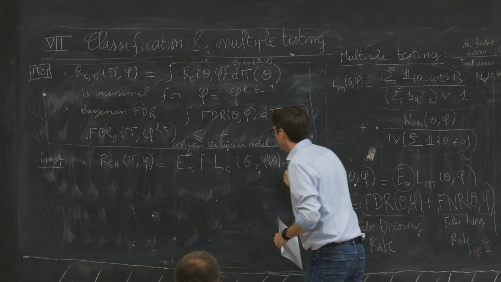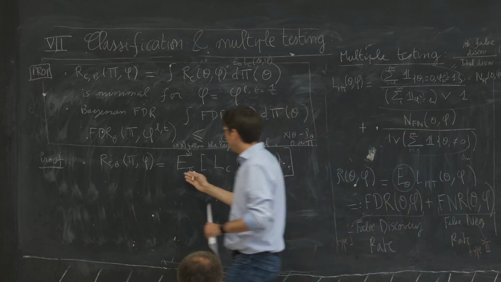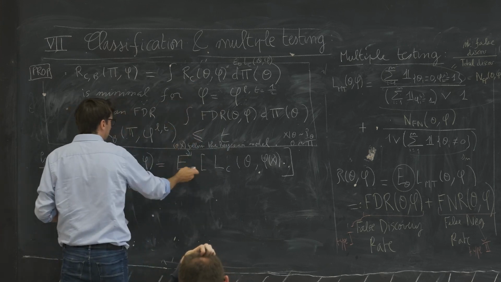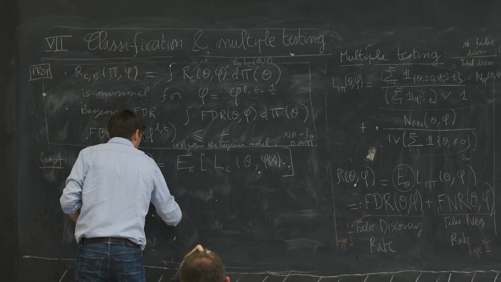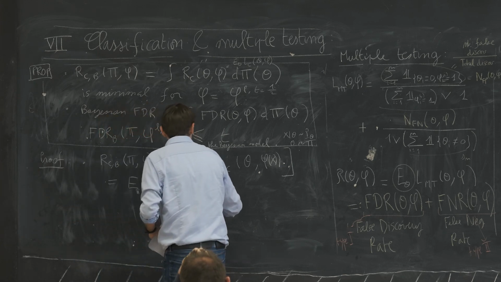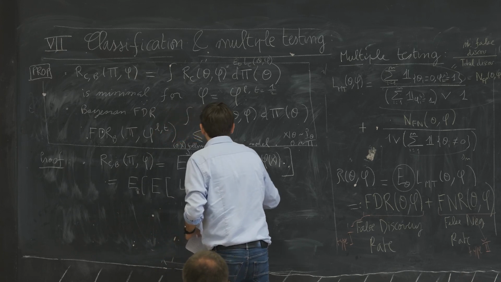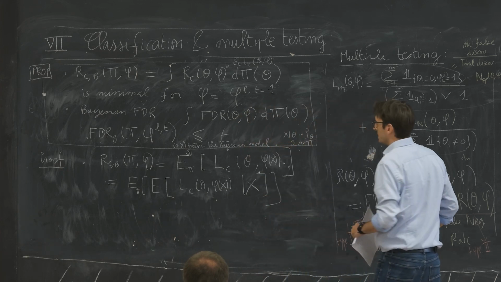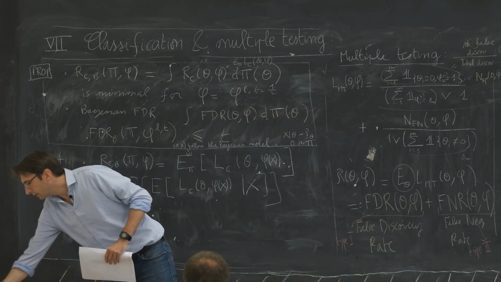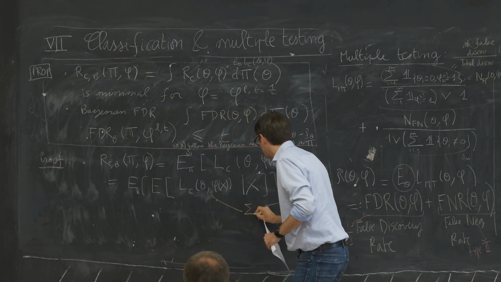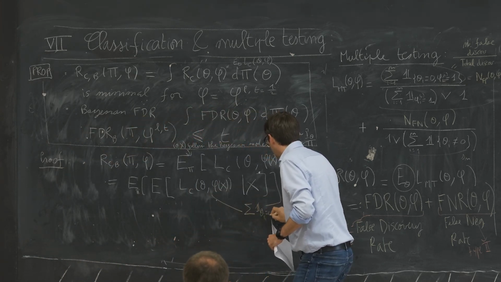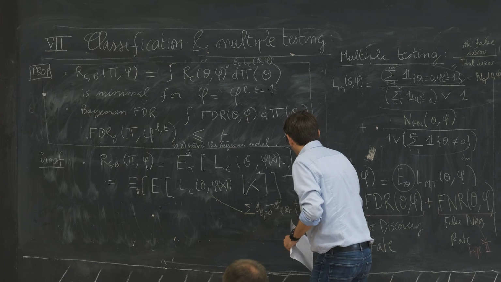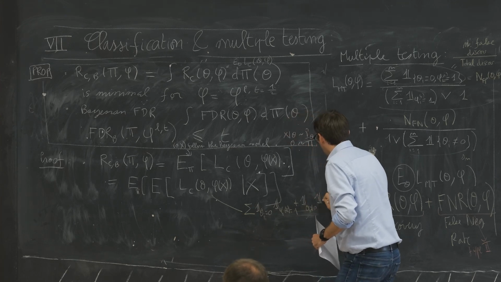Let me recall it here. Now I can just use the chain rule, and instead of taking the expectation with respect to theta, I take inside the expectation with respect to x, given x. Now I've erased the LC loss, but let me recall it quickly. It's the sum of the indicator that theta_i equals 0 and phi_i of x equals 1, and the symmetric one, theta_i non-zero and phi_i equals 0.